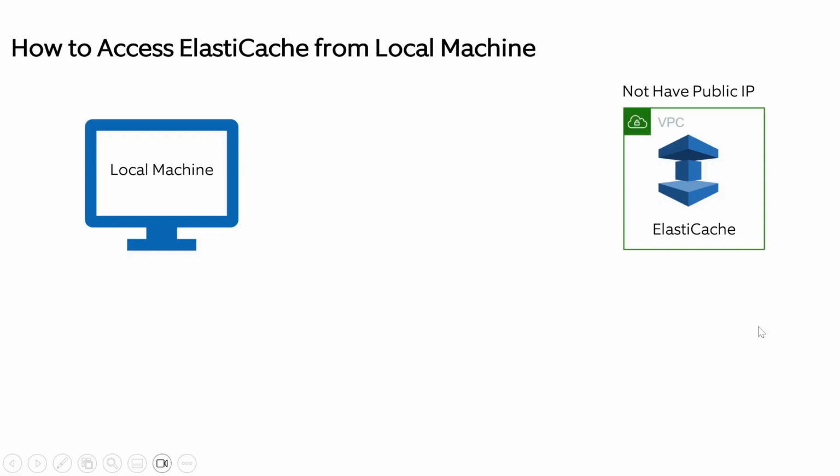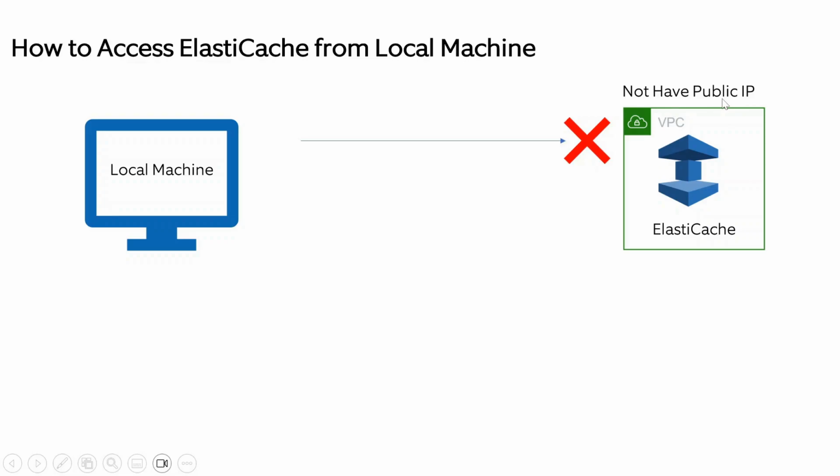Hello guys, in this video we will discuss how we can access an AWS Elasticsearch Redis cluster from the local machine. The problem is that if you try to access the Elasticsearch Redis cluster from the local machine, you would not be able to access it. The reason is that this Elasticsearch cluster doesn't have any public IP.